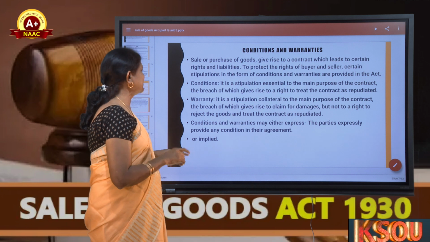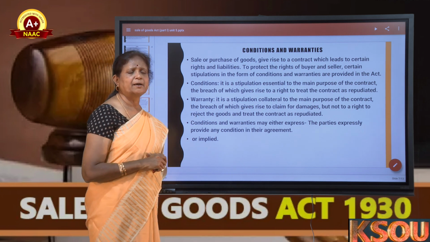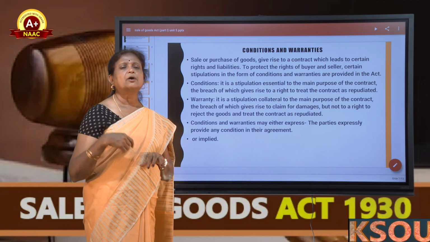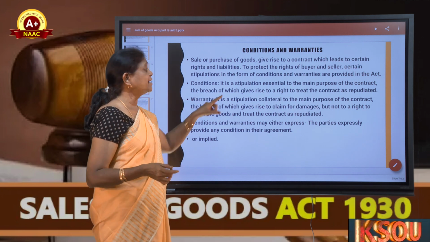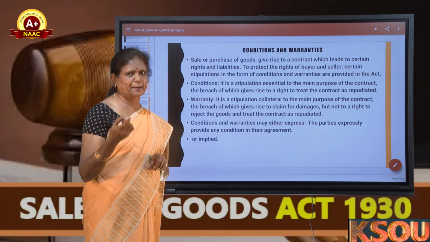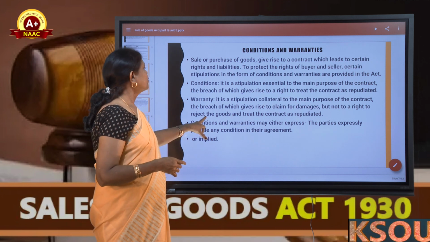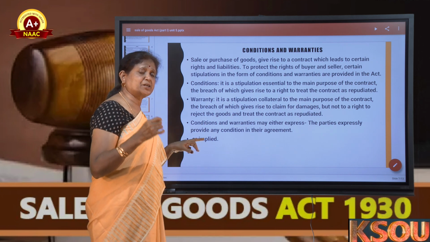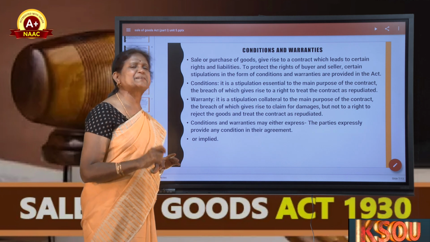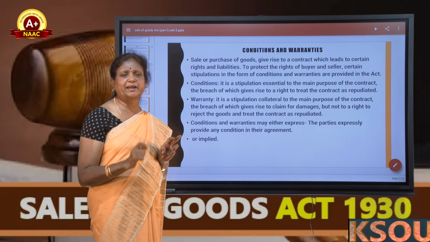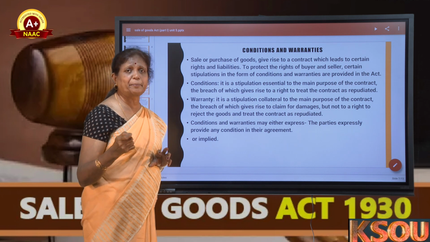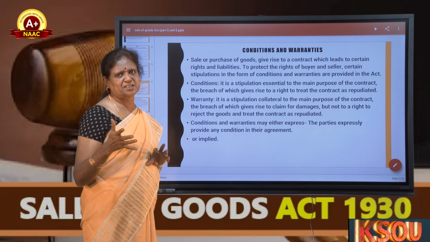Similarly, a warranty is also a stipulation, but collateral to the main purpose of the contract. A condition is essential to the main purpose of the contract, but a warranty is a stipulation collateral to the main purpose of the contract, the breach of which gives rise to the right not to repudiate but only to claim damages.